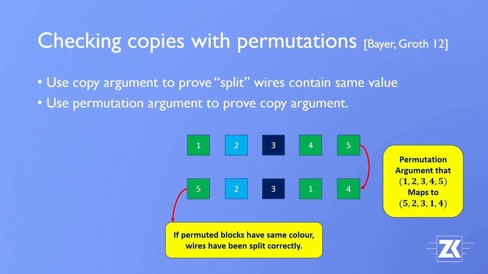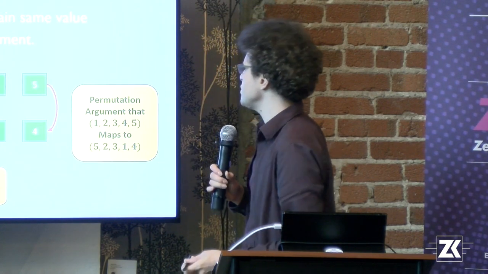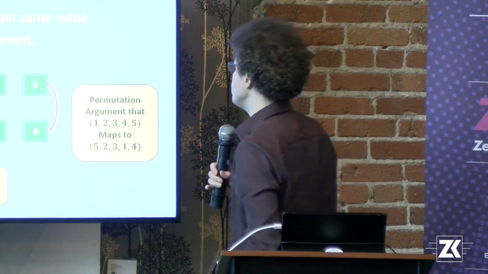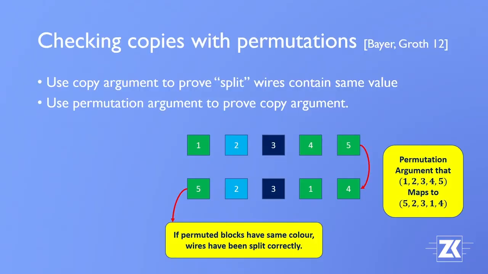So we want to check that the first, the fourth, and the fifth wires contain the same value. What you can do is create a permutation mapping, where you map these wire values to different indices. So you map the first wire value to the fifth, the fourth to the first, the fifth to the fourth. And then you check that your permuted blocks have the same color, that the values of these two sets are identical. And if they are, then you've correctly followed your copy relationships, and therefore you have a wire consistency check.